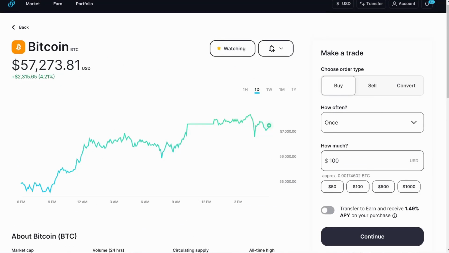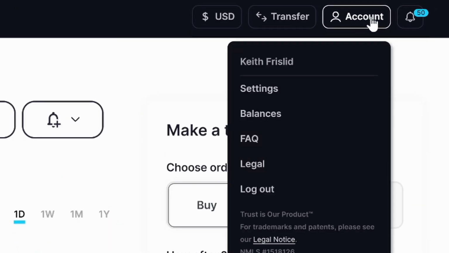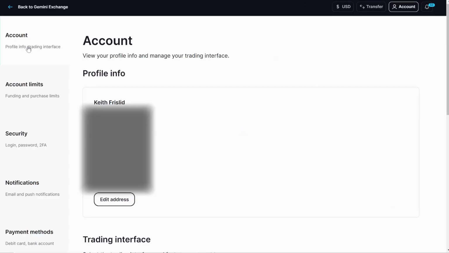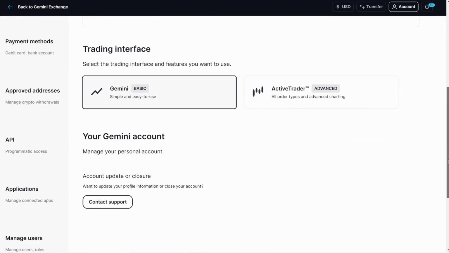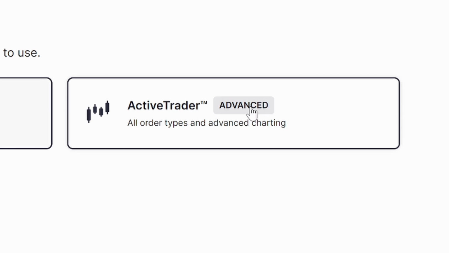There's no other buttons on here. Well, that's because Gemini actually has an advanced platform, which is really easy to open. You click on account up here, you go to settings, and then we'll be in the account. You have your profile information, but if you scroll down, you then have trading interface. You want to pick active trader. It says advanced, don't get intimidated by that, but you can see right here, all order types and advanced charting. This is what you want, all order types.